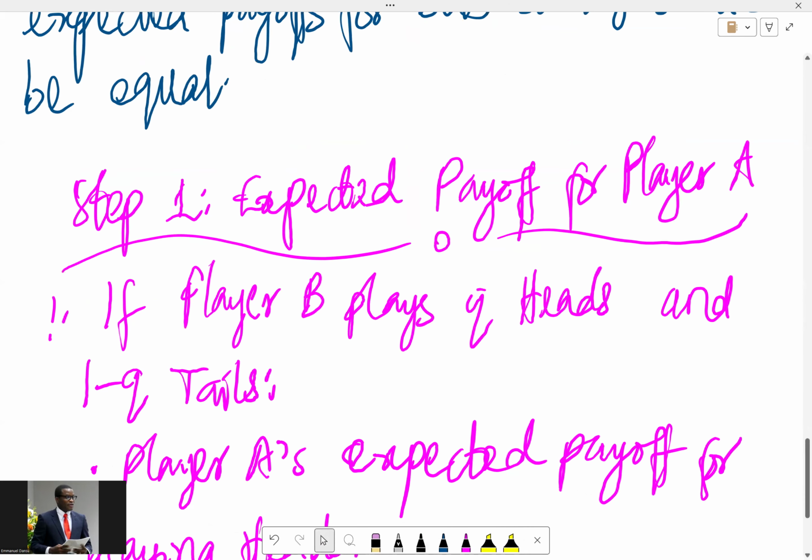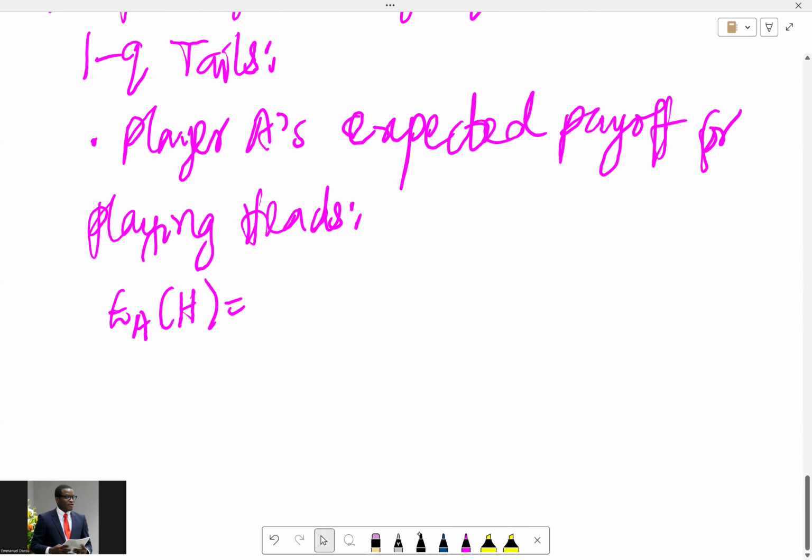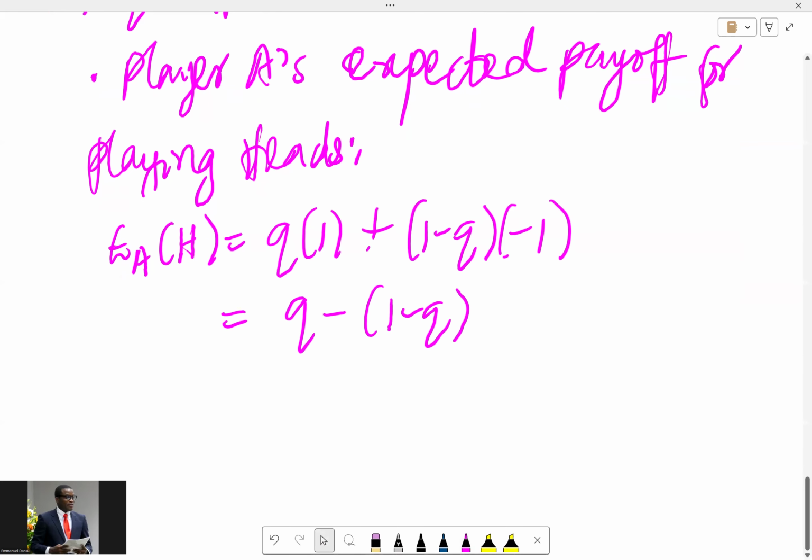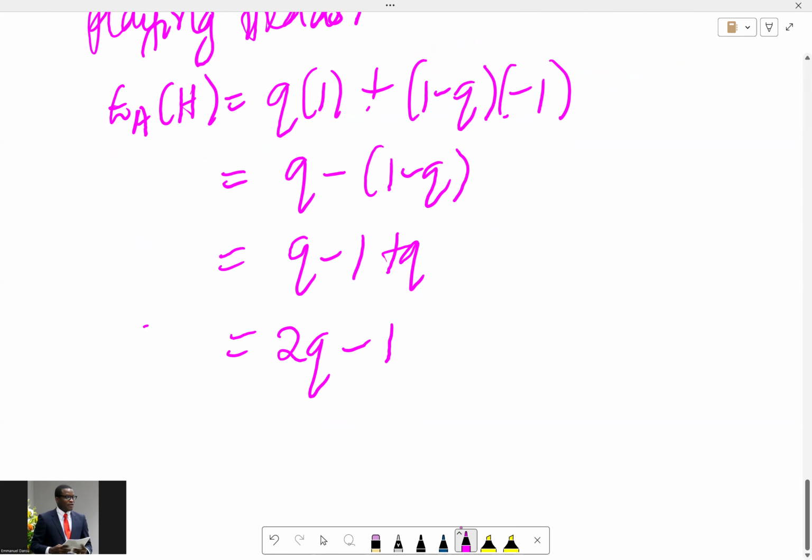So that simply means that the expected payoff for playing heads for player A is just E sub A of H, and that will simply be equal to the probability of playing head multiplied by 1 plus probability of playing tail multiplied by -1. That's what the payoff would look like. So we have Q, and 1 minus Q, because we can bring this -1 in front. So that's Q minus 1 plus Q, and all that will be equal to 2Q minus 1. So that is the expected value of A for playing heads, no matter what B plays.